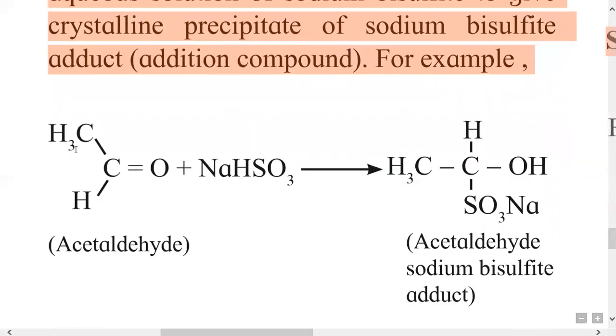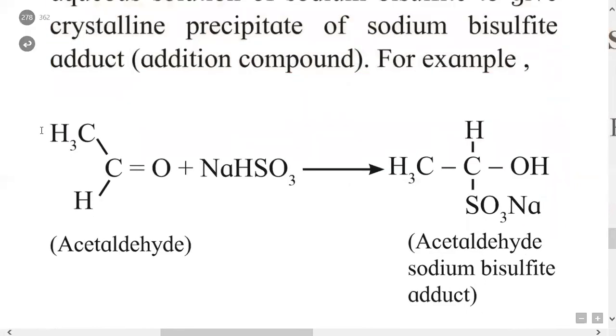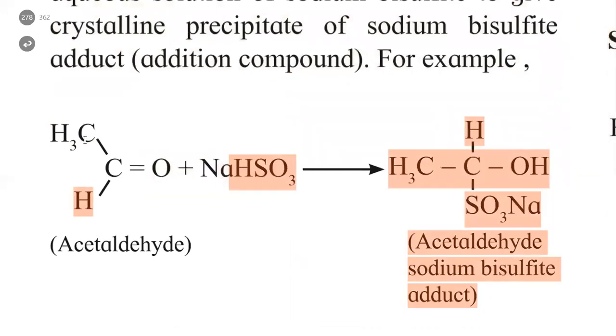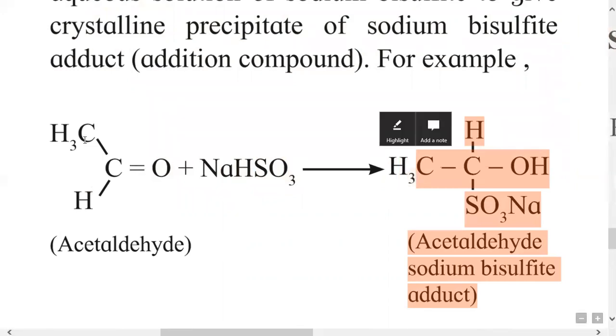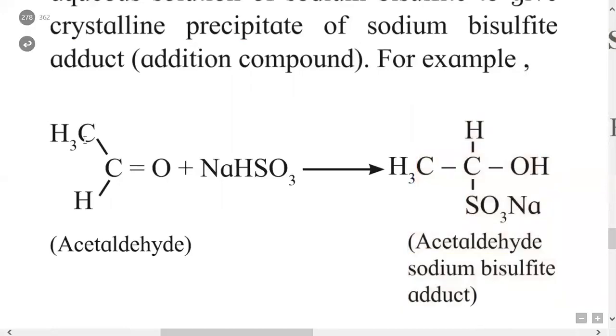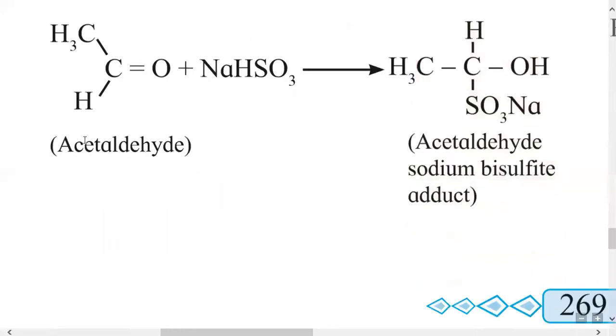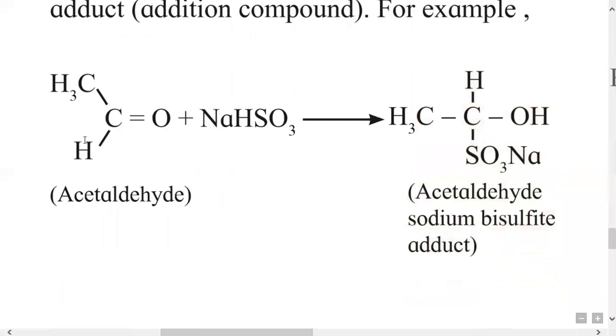Here the particular example is acetaldehyde, that is R group is CH3. When treated with NaHSO3, we get acetaldehyde bisulfite, that is addition product. Here the O group becomes OH and remaining group is SO3Na. So that is the addition product.